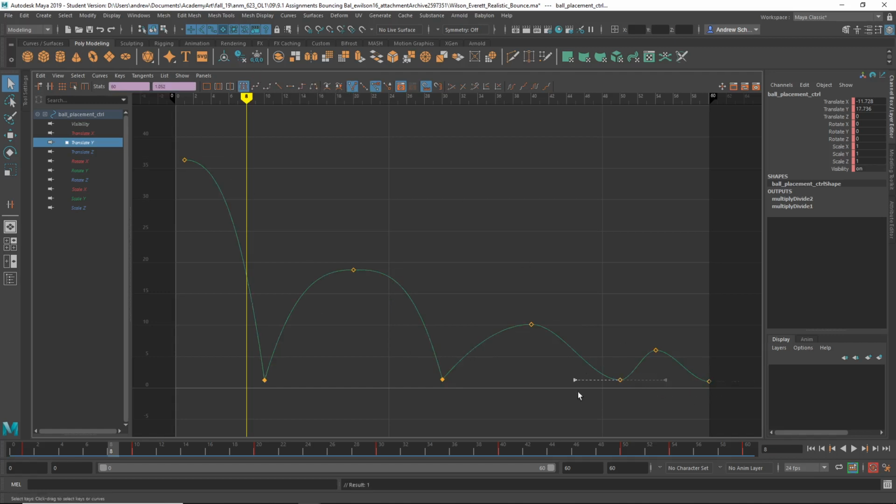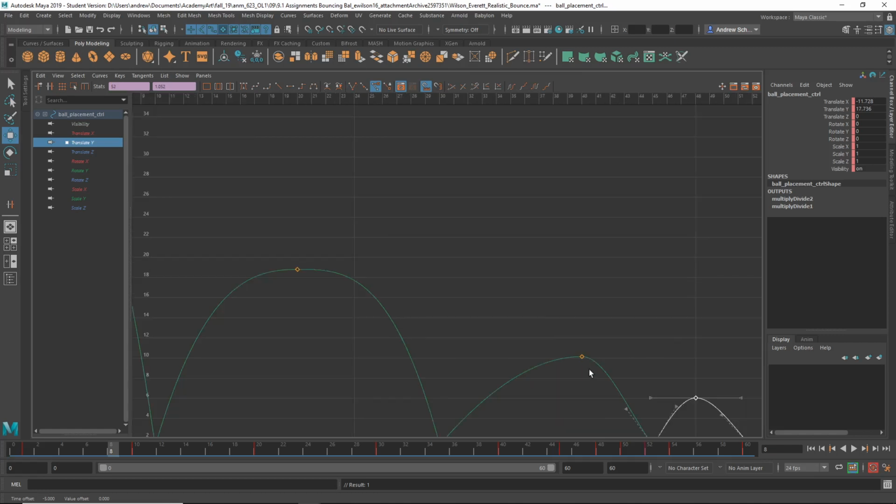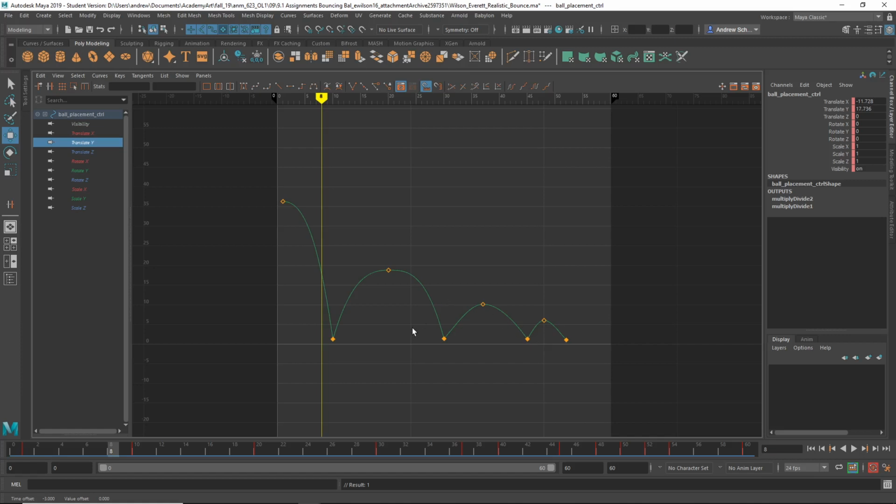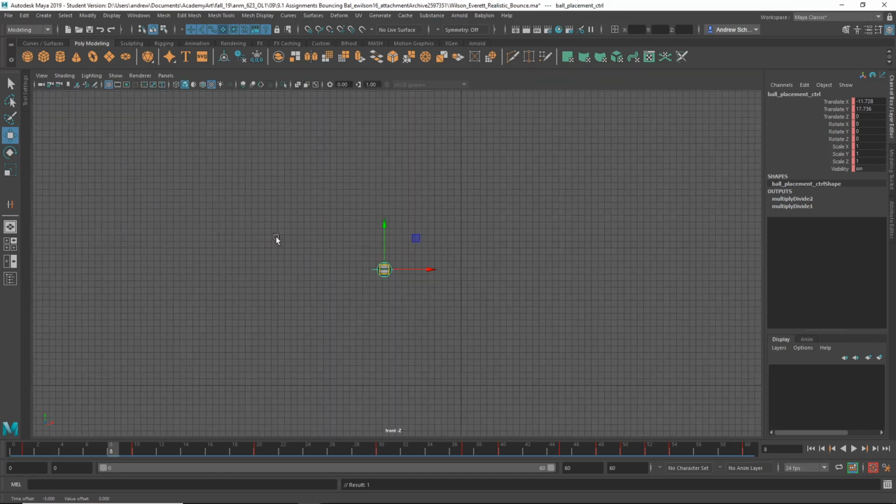Break tangents, just middle mouse dragging those up. Well, the other thing is I would have this bounce take less time too because it's so much shorter, and also this one. So those take less time, because they're shorter.